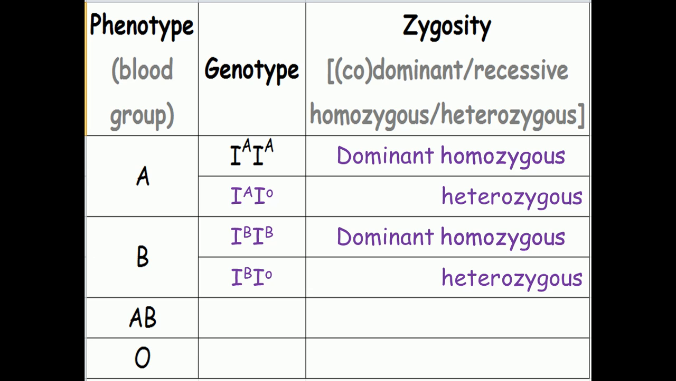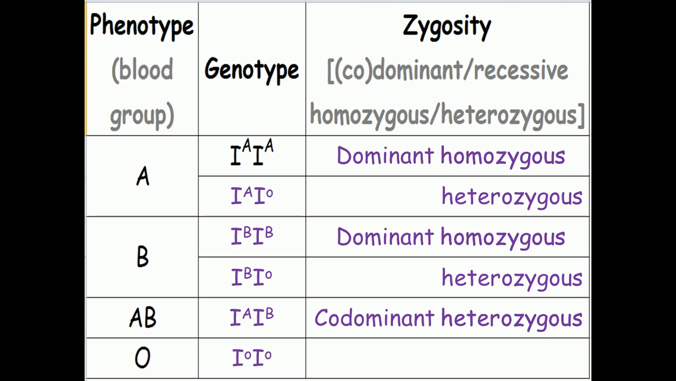For blood group AB, the genotype is IA-IB, and because both alleles are different, it's heterozygous. However, both of these are dominant alleles, they're codominant, so we could say codominant heterozygous. And then the only genotype for those that have a blood group O phenotype is IO-IO. Both alleles are the same, so it's homozygous, and the IO allele is recessive, so it's recessive homozygous. And we could then use this information for Punnett squares involving blood group.